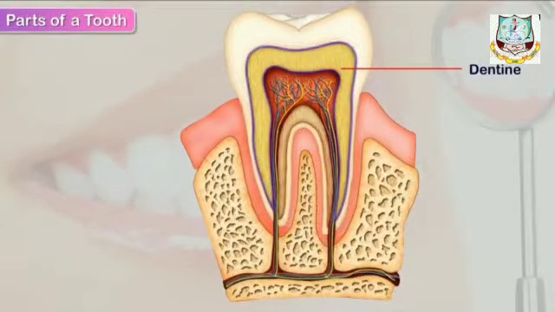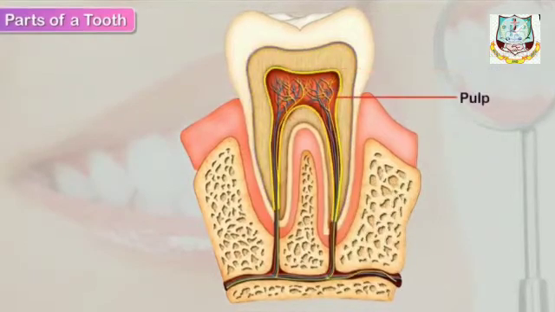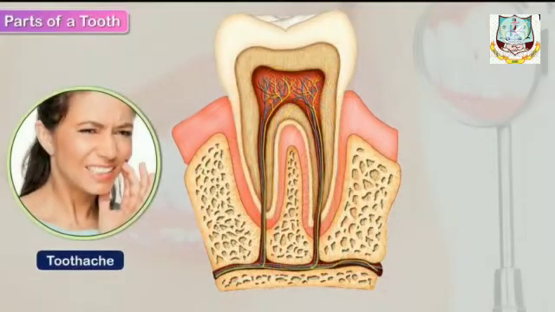Below the enamel lies the hard dentine, which is not as hard as enamel. What is the function of dentine? Dentine protects the soft portion called the pulp. What is pulp? Pulp is very soft and full of nerves and blood vessels. So, all sensation is felt in this part.